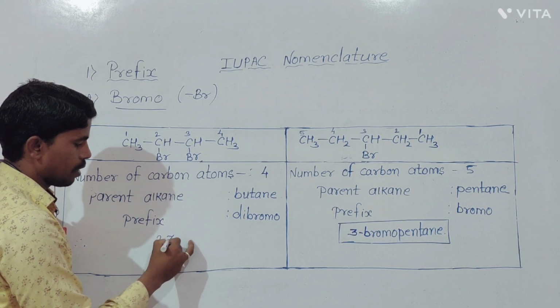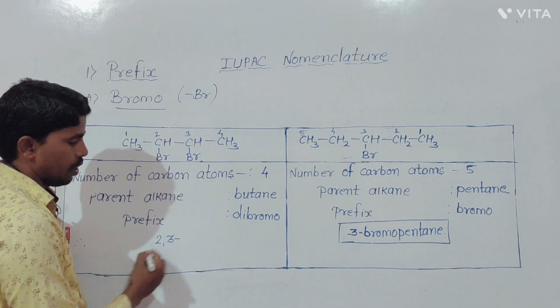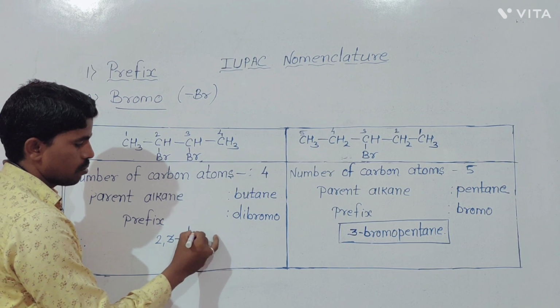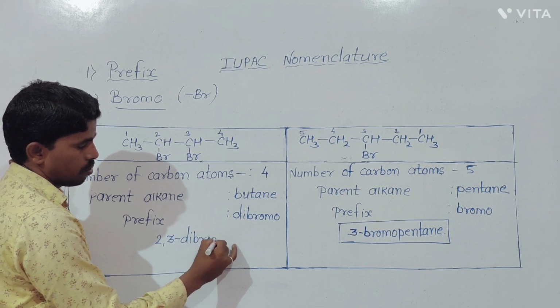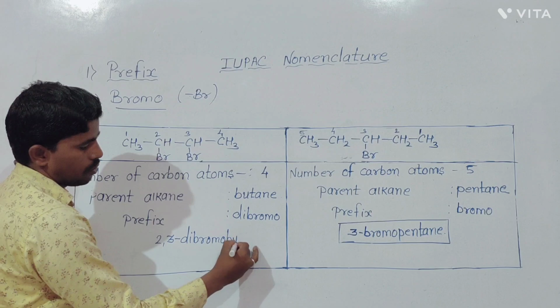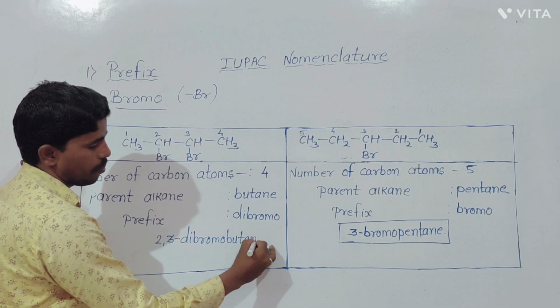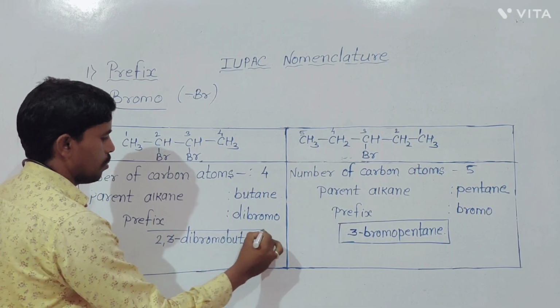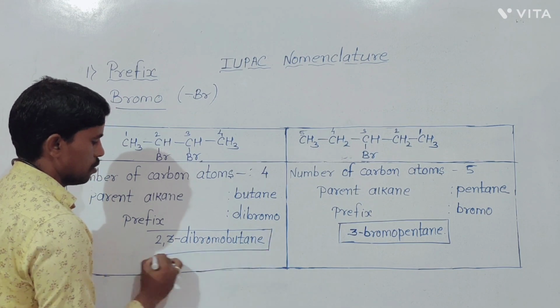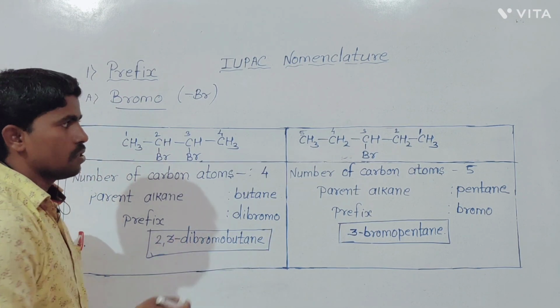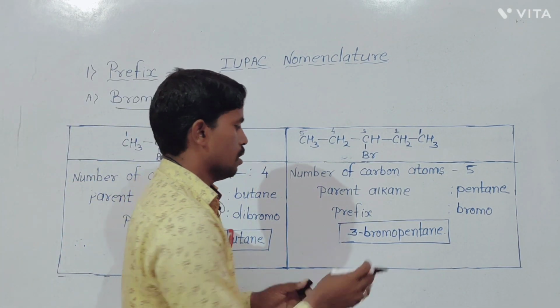Therefore, the name of the given compound is 2,3-dibromobutane. This is the name of the given compound. So we will see the next example.